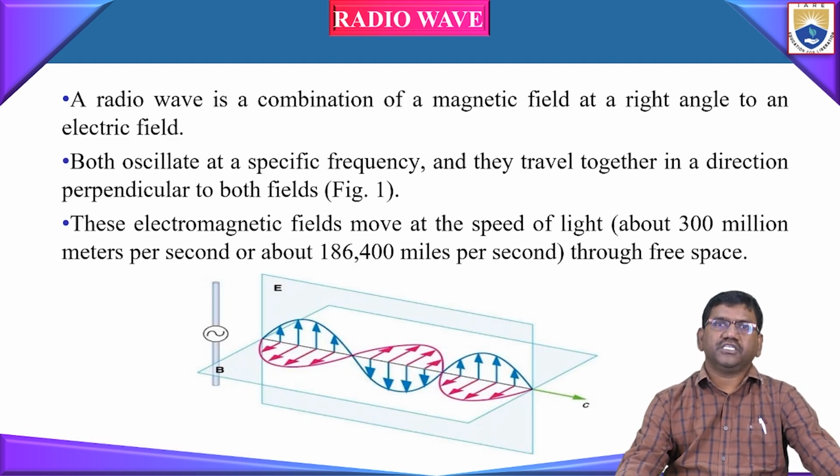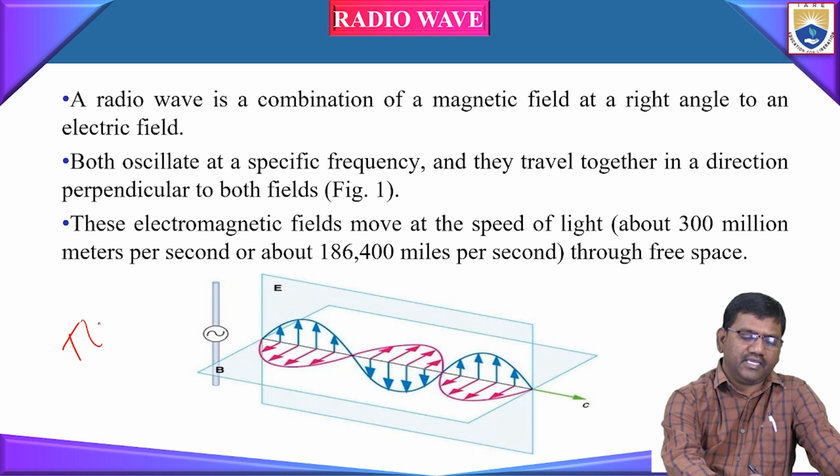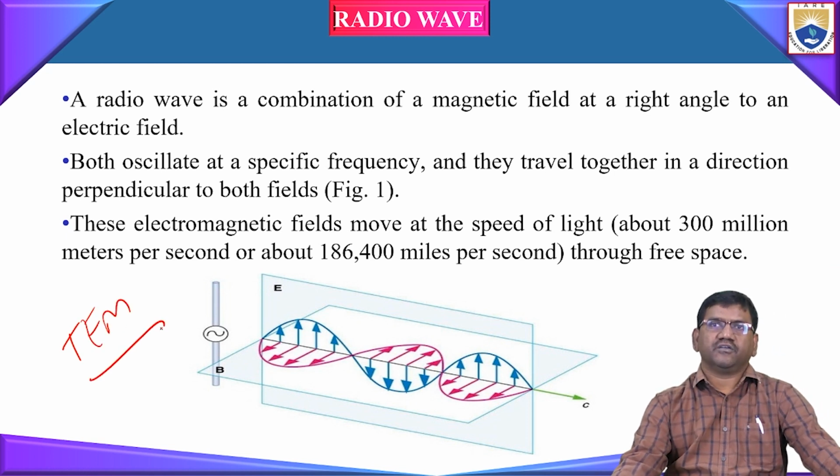A radio wave is a combination of a magnetic field at a right angle to an electric field. Generally, the radio waves produced by an antenna are known as transverse electromagnetic waves, TEM waves. The electric field and the magnetic field are perpendicular to each other, and also orthogonal to the direction of propagation of the wave. Hence, we can call them TEM waves, transverse electromagnetic waves.